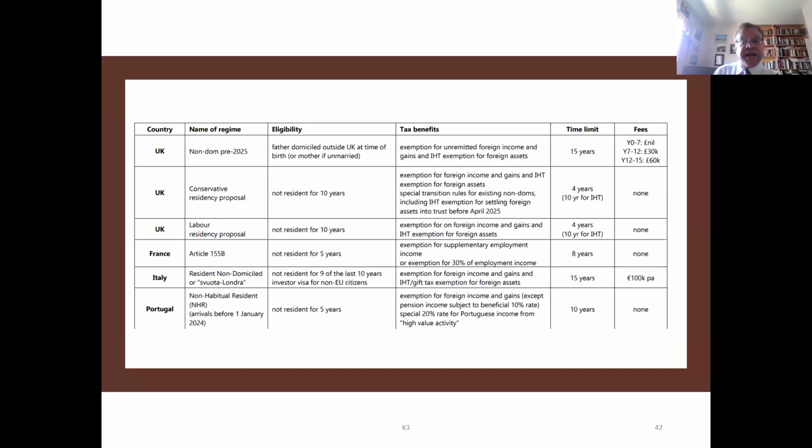Portugal had a regime for arrivals before the 1st of January 2024, where if you've not been resident for 5 years, exemption for foreign income and gains, except pension income, subject to beneficial 10% rate, and a special 20% rate for Portuguese income from high value activity. Again, a time limit of 10 years, but this is only for arrivals up to the 1st of January 2024.